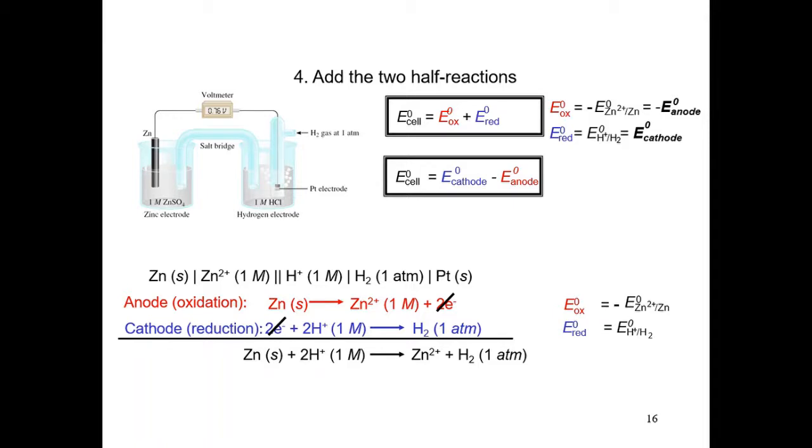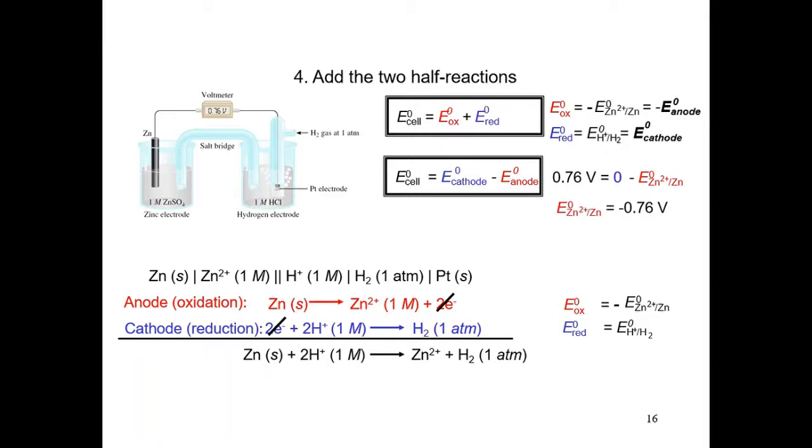Now let's plug in some values. We know that the cell here is reading a voltage of 0.76 volts. And we know that the potential at the cathode, that being the hydrogen electrode, should be 0. So essentially what we're saying is that 0.76 volts is 0 minus whatever the standard reduction potential is for zinc.